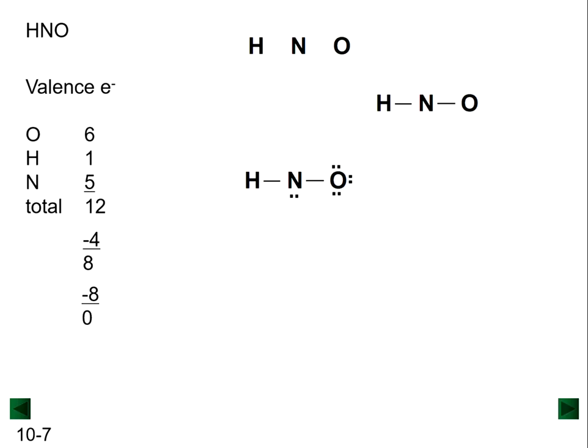In this case, though, we notice that nitrogen does not have an octet. As nitrogen does not have an octet, we can take one of the lone pairs on oxygen and slide it into a double bond. When we do that, we end up with this structure, every atom having an octet.